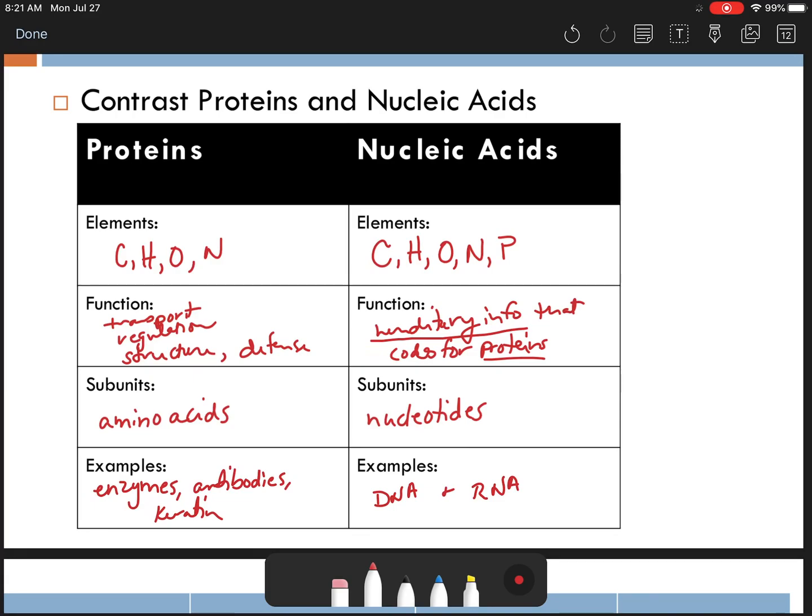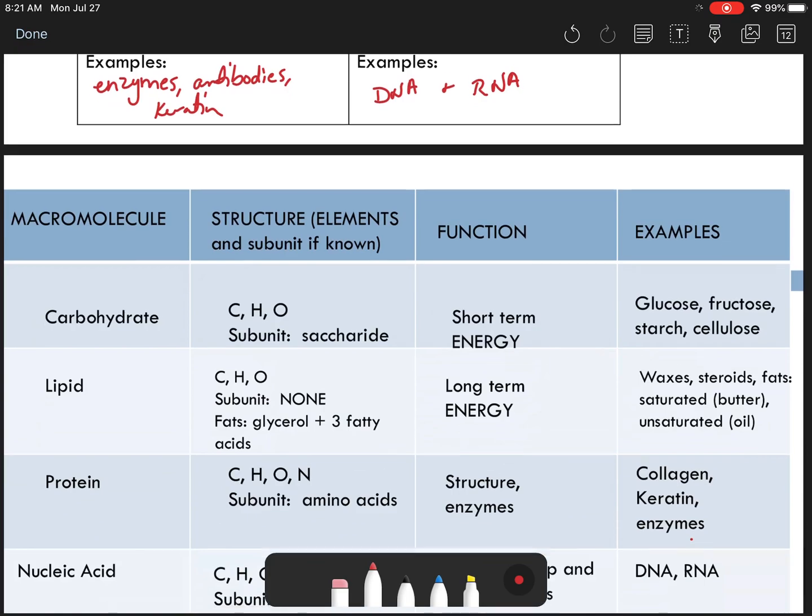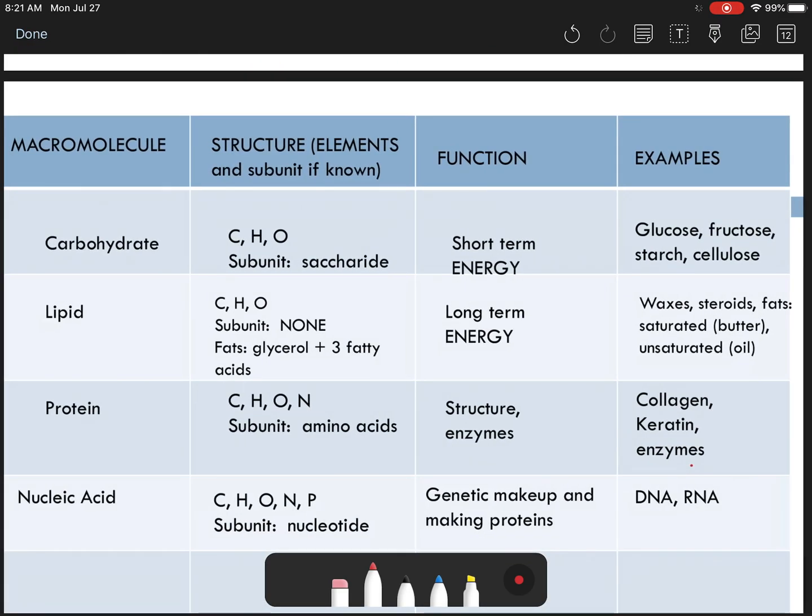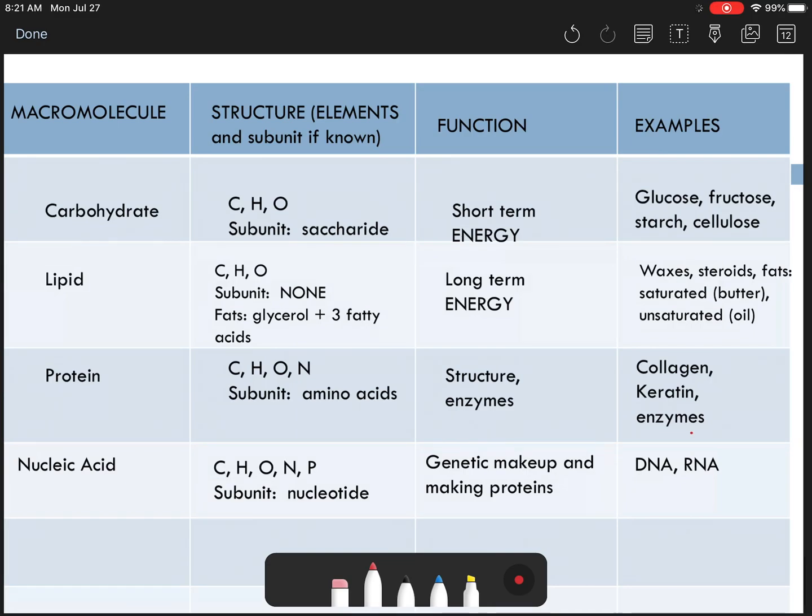Okay, so those are some differences between proteins and nucleic acids. Let's look at the whole big chart together. Here we have the four main macromolecules. What are the elements again? CHO, CHO, CHON, CHONP. What are the subunits or monomers? Carbohydrates, it's a saccharide. For lipids, they don't have a subunit, but fats do have glycerol and 3 fatty acids, so we ask you to remember that part. Amino acids for proteins, and nucleotides for nucleic acids.